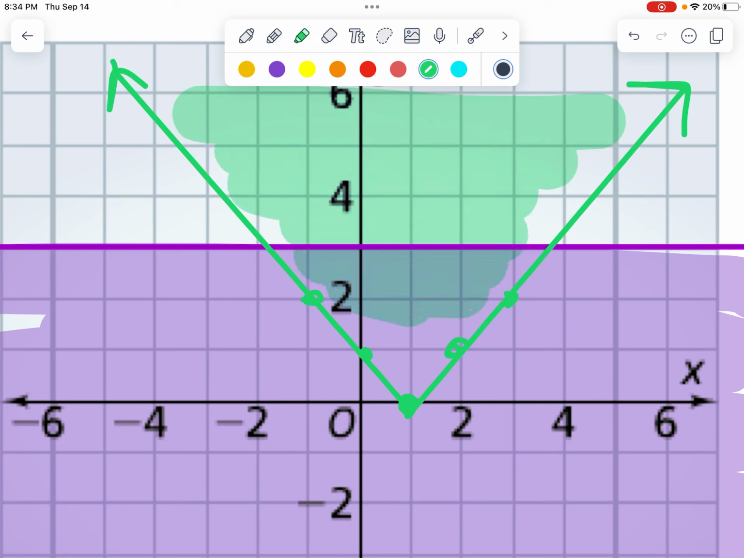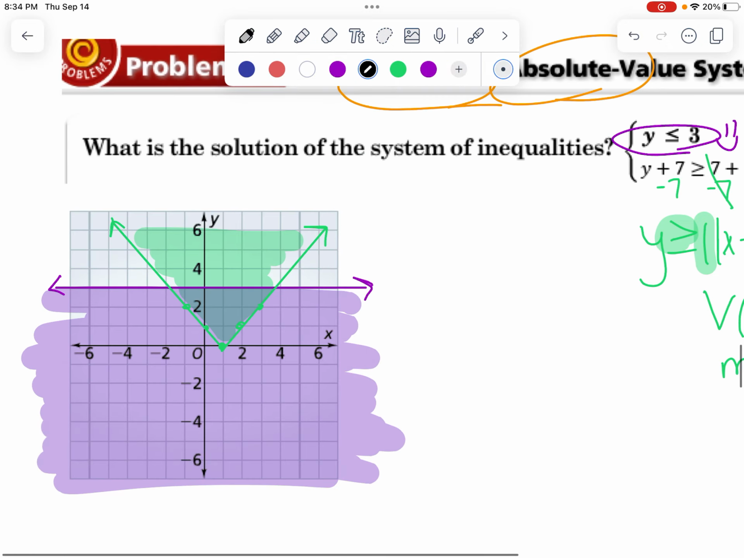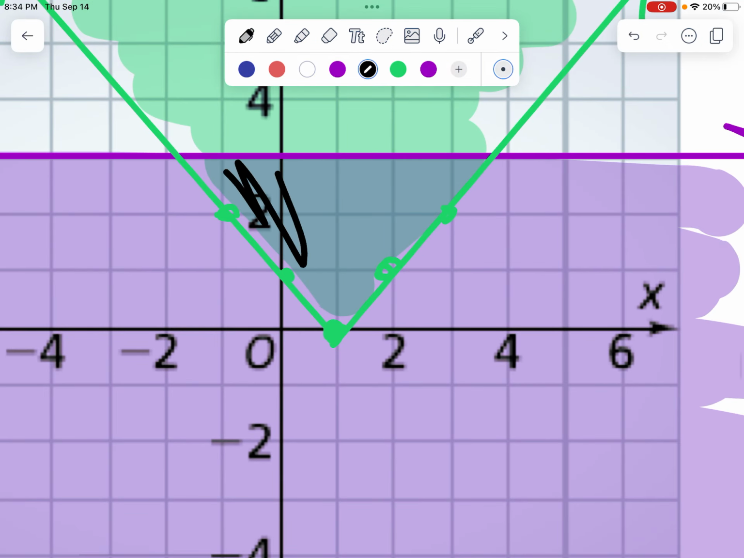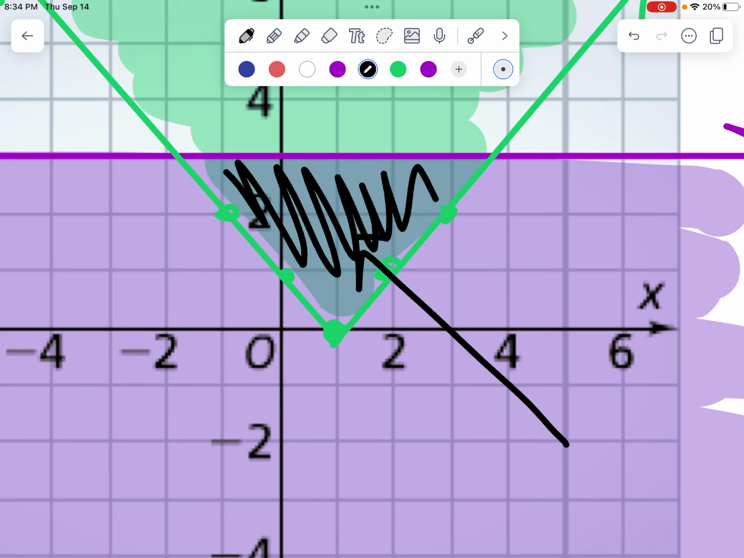You learned that in chapter 2. And now it's time for some solutions. The solution is anything in here. Please be aware that on SATs, they might only have that part shaded.